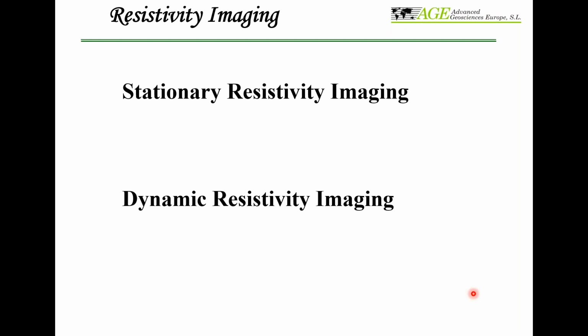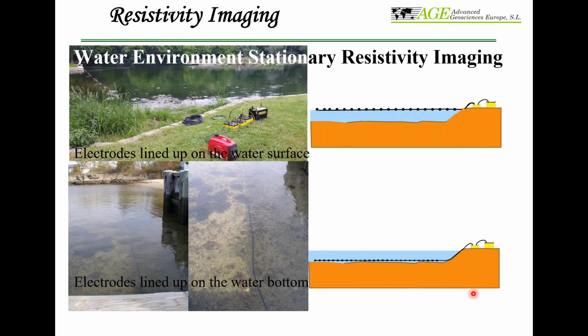Or while you're moving your cable, at 2-3 kilometers up to 10 kilometers per hour, you're pulling your cable and measuring dynamically. That means every 3 seconds you inject current and measure continuously. This is what we call dynamic measurement.